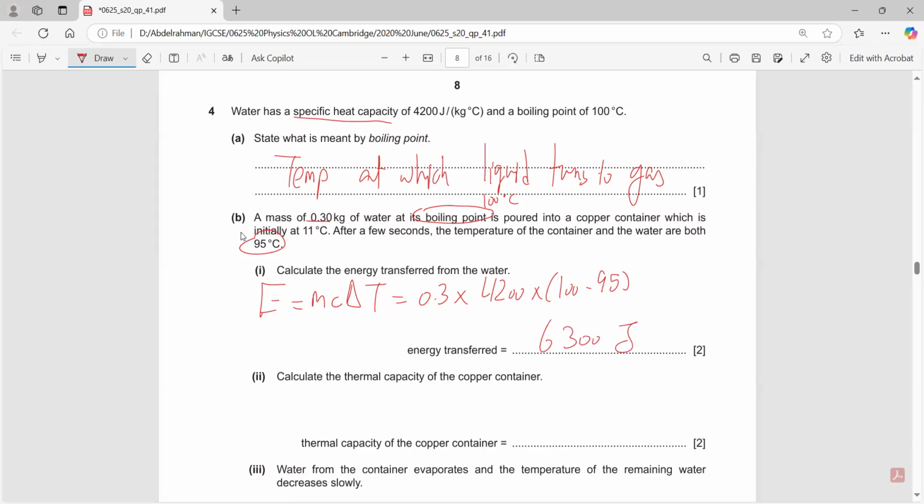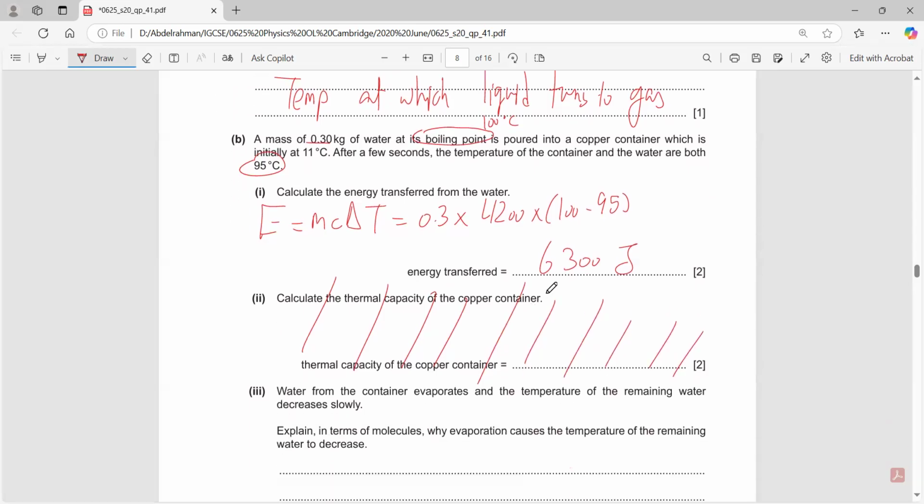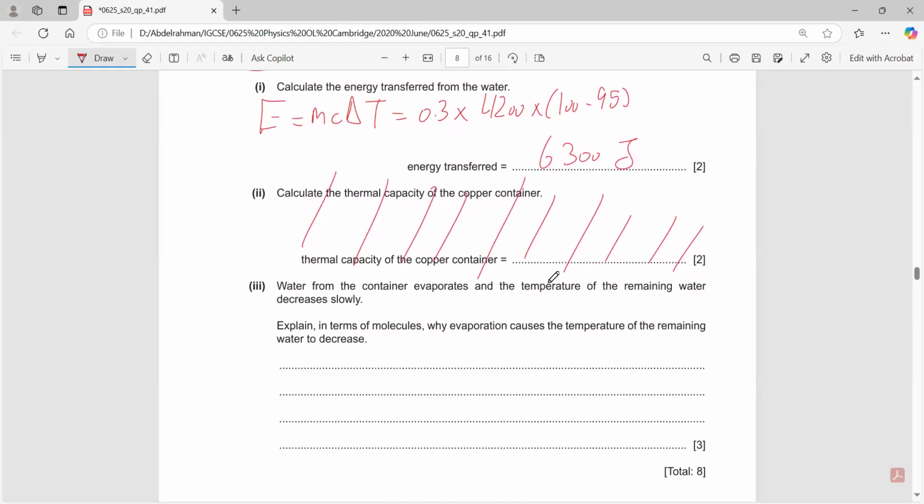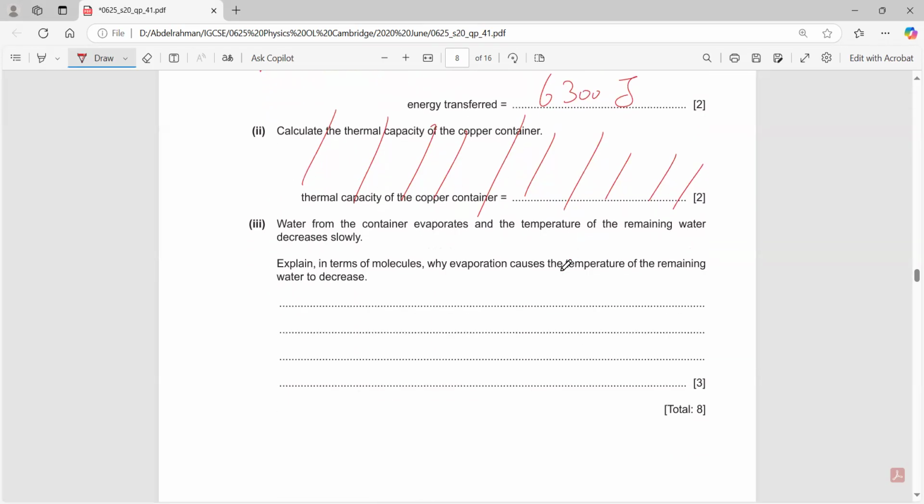Part II is cancelled. Thermal capacity has been removed from the syllabus, so you're not required to solve this part. Water from the container evaporates and the temperature of the remaining water decreases slowly. Explain in terms of molecules why evaporation causes the temperature of the remaining water to decrease.